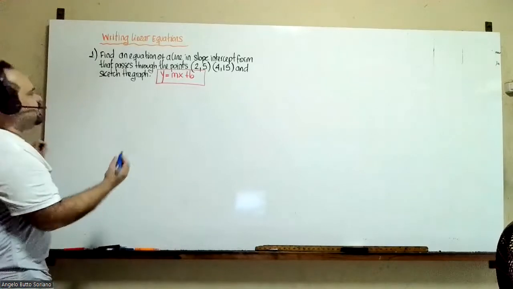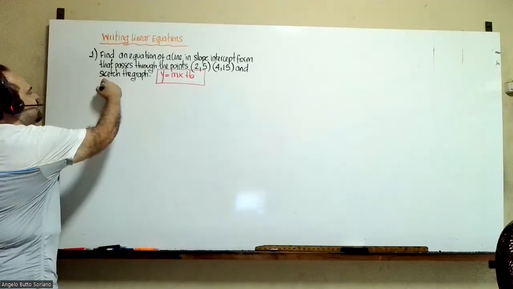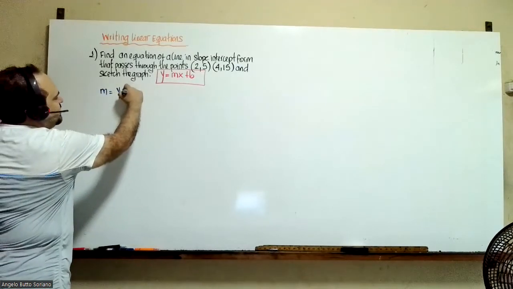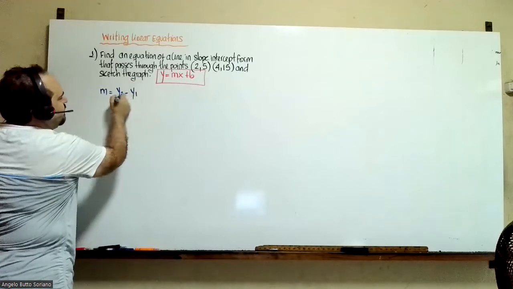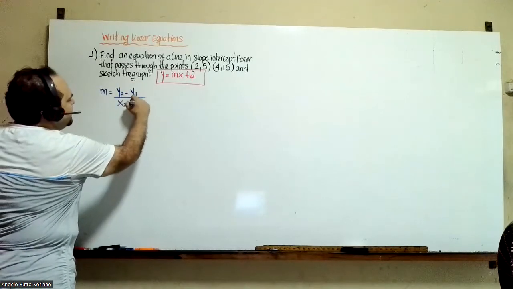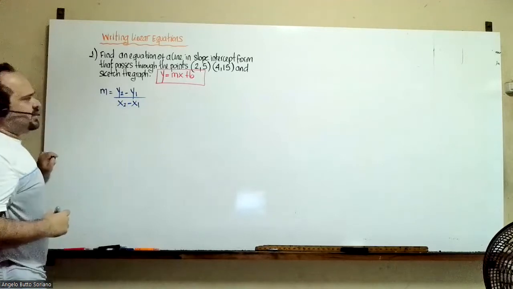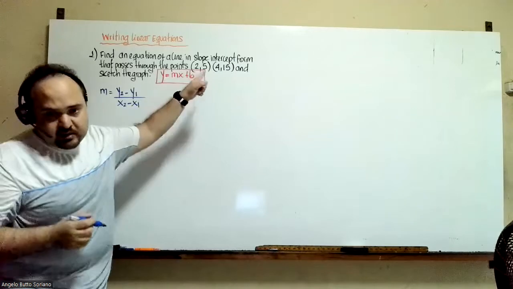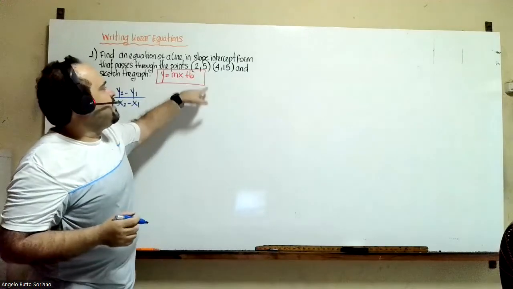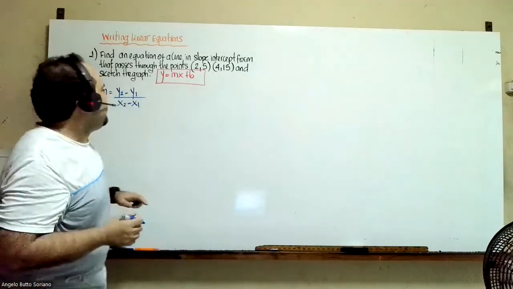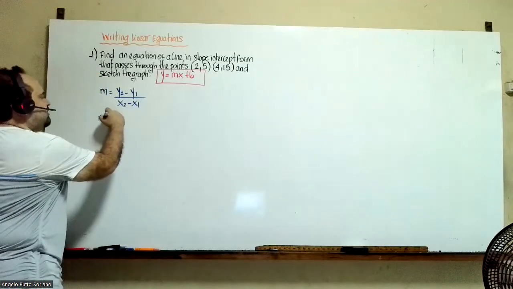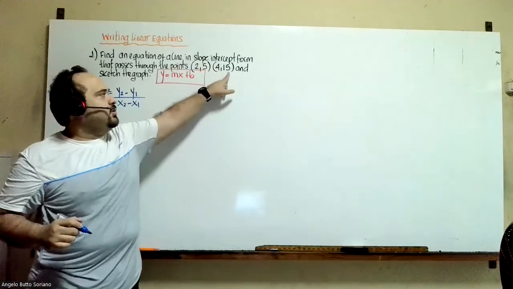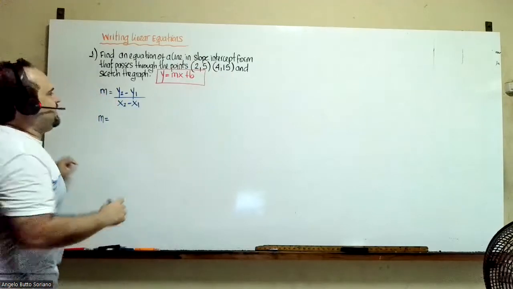Okay? Let's copy the formula to calculate the slope of the line. Remember, rise will be given by a subtraction, y2 minus y1, over x2 minus x1. And we have the coordinates, as you can see on the whiteboard, (2,5) and (4,15). Well, let's replace those values. For y2, we're going to take the second number in the second ordered pair. That will be 15.